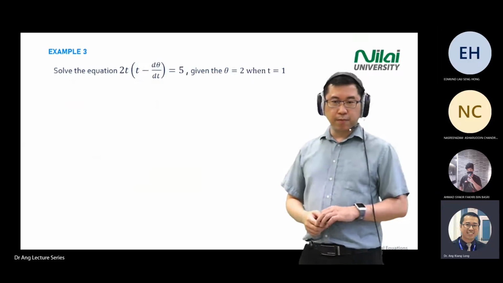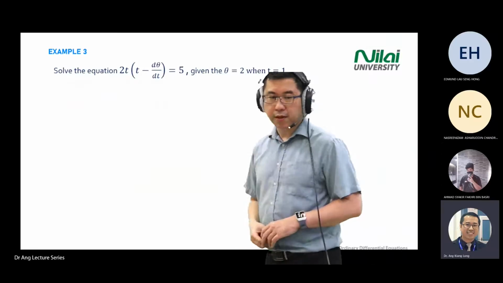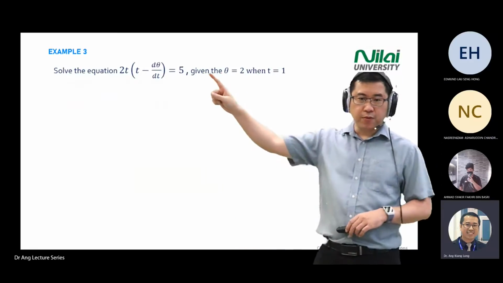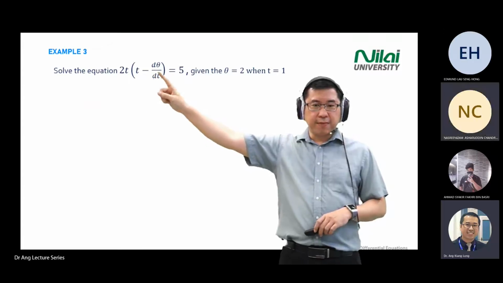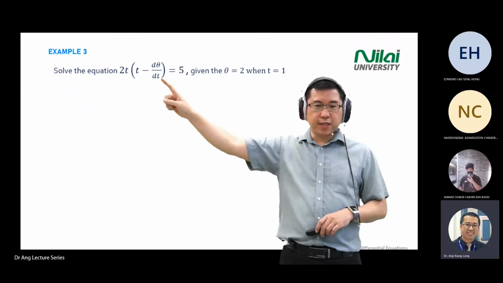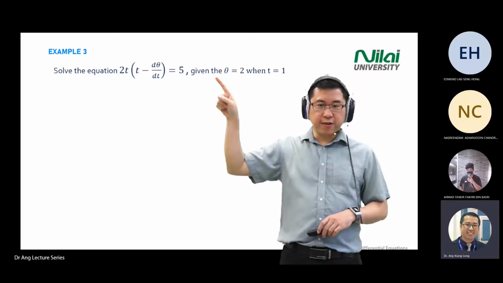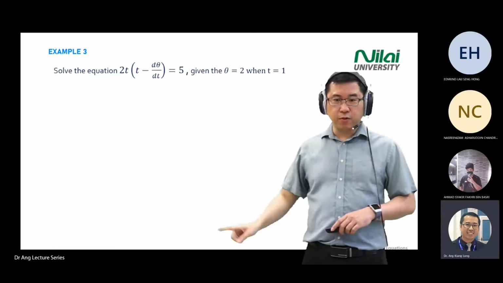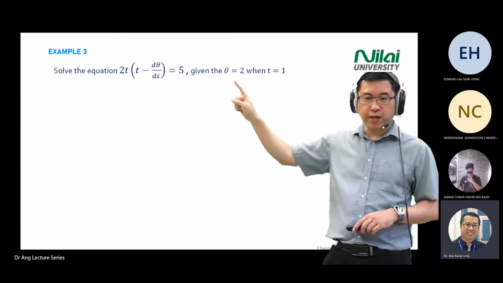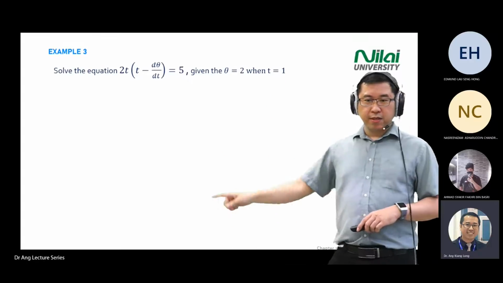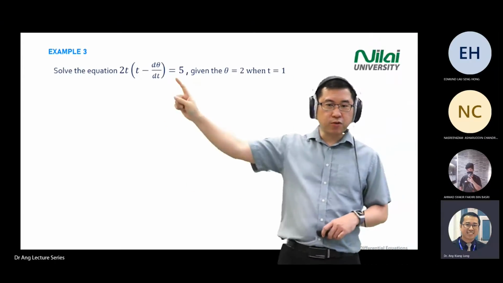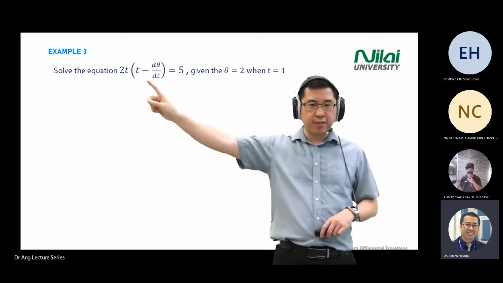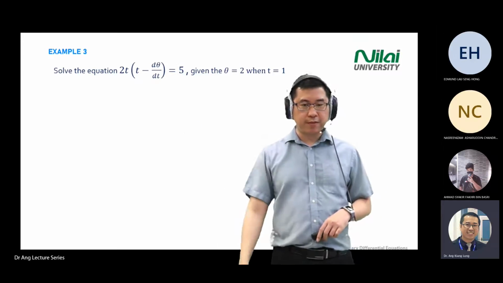Okay, let's do one more example. Solve this one. You are given the equation t bracket t minus d theta over dt equals 5. Given theta and t, you know what the purpose of this is. When you're given 2 numbers, this is to solve the c value just now. Again, this question changed the y and x, but there are only 2 unknowns here.